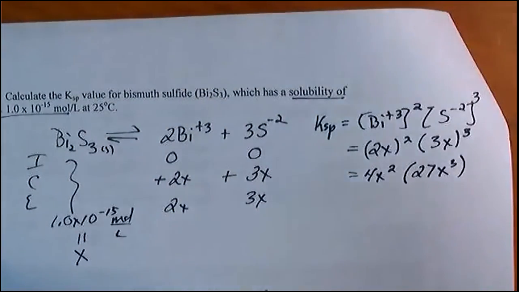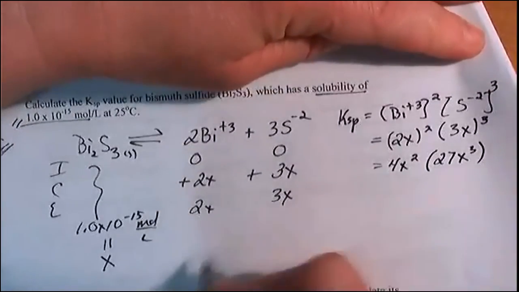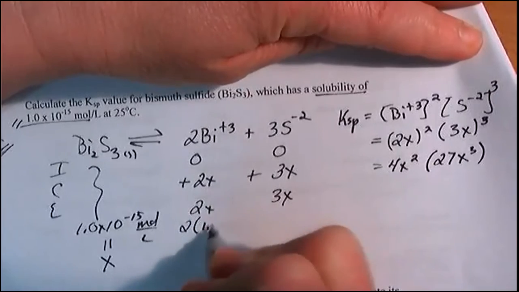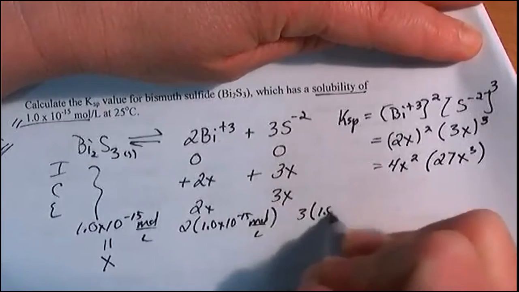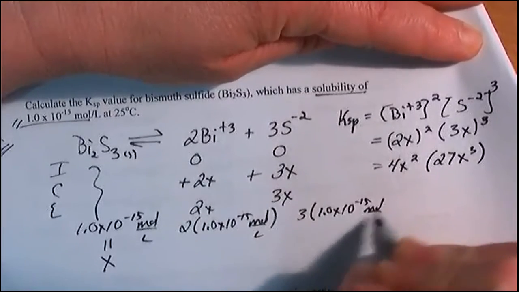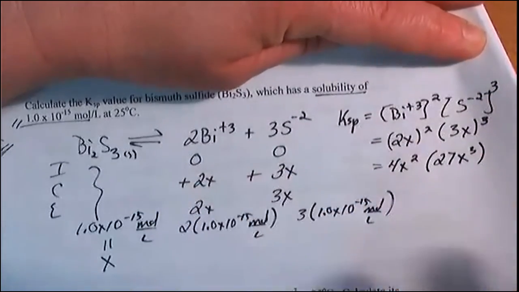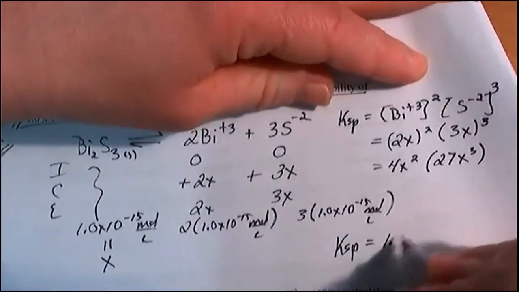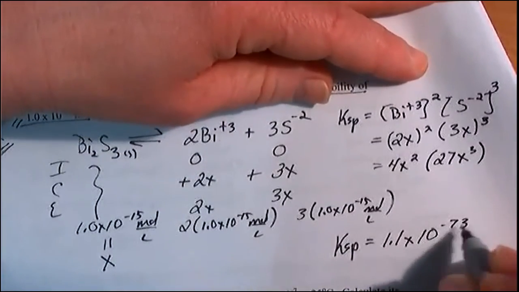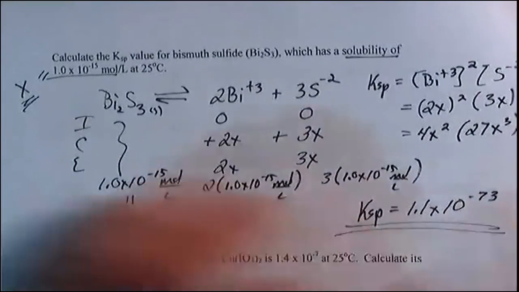And then keep going from there and then just plug in your x. Or we could actually do 2 times 1 times 10 to the minus 15th. And then 3 times 1 times 10 to the minus 15th. And then plug them in and square and cube. So it's totally up to you. But what we should get then as our Ksp, 1.1 times 10 to the minus 73rd. So again, incredibly, incredibly favoring reactant.